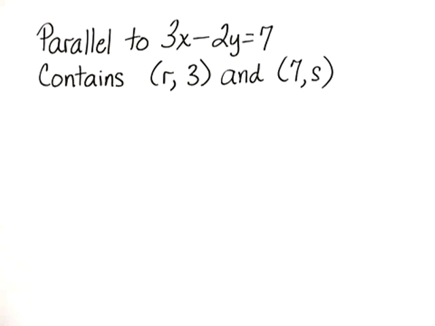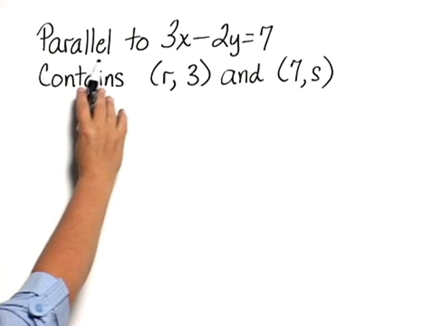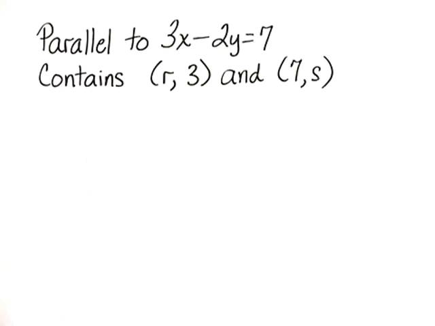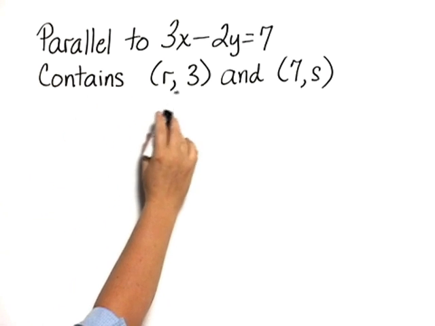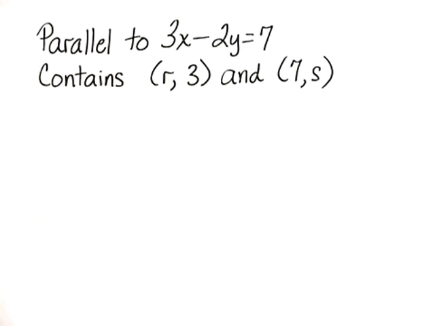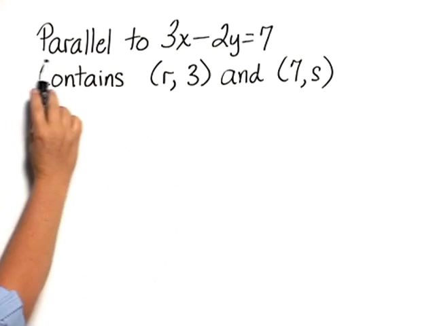Well, let's see what we begin with, what we know. We know that the line we're looking for is parallel to 3x minus 2y equals 7. And we know that the line contains the points (r, 3) and (7, s). That's really three pieces of information. Let's start by looking for the slope of the line.